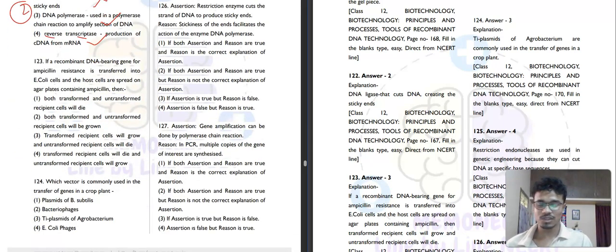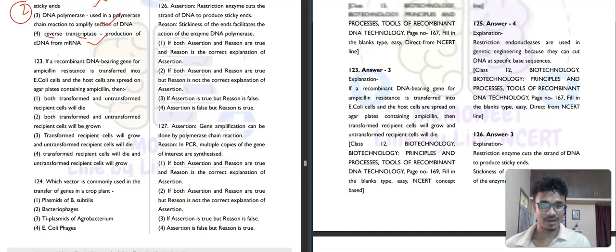Then question number 123. If a recombinant DNA bearing the gene for ampicillin resistance is transferred into an E. coli cell and the host cells are spread on agar plates containing ampicillin, then what will happen? You can just apply the logic. Transformed recipient cells will grow and untransformed recipient cells will definitely die. So our correct answer will be third option.